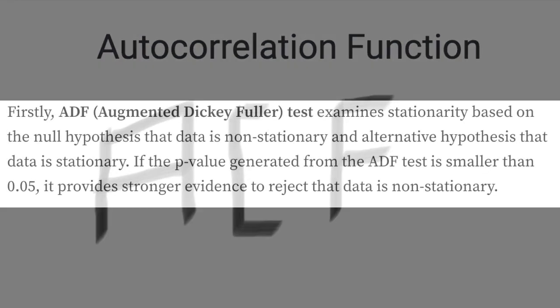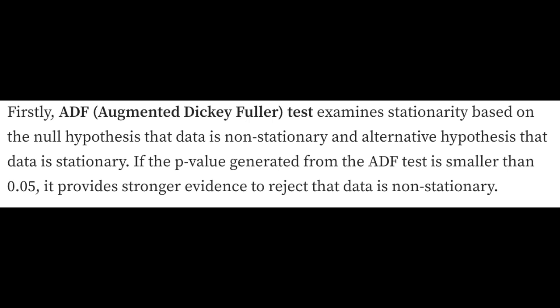The ADF, or augmented Dickey-Fuller test, examines stationarity based on hypothesis testing, where the null hypothesis says that the data is non-stationary and the alternative is that the data is stationary. If the p-value is greater than 0.05, it provides the evidence to not reject the null hypothesis that the data is non-stationary. If it is less than that, then we can reject the null hypothesis that the data is non-stationary.